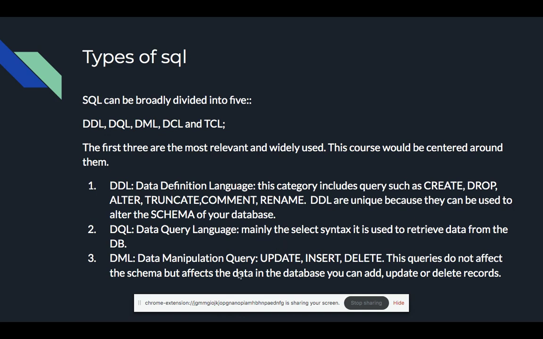This is the major difference between a DML, a data manipulation query, and a DDL, a data definition query or language. The DDL is concerned with structuring of the schema, while the DML is concerned with manipulation of the data itself that is in the DB. So queries that are under DDL include create, drop, alter, truncate, rename. We will see all of these queries in action as we go forward.